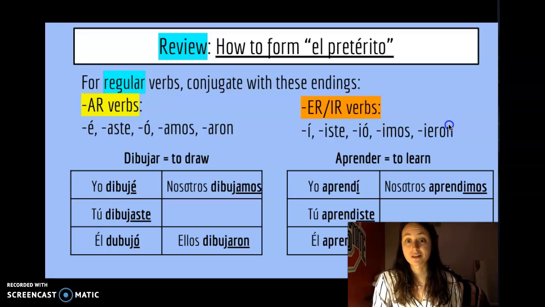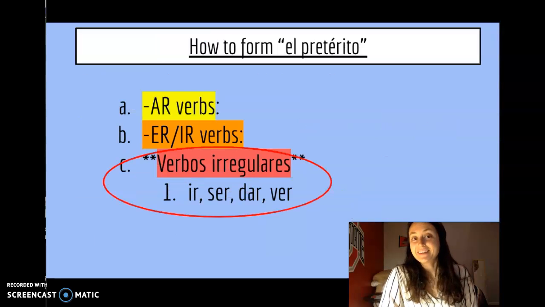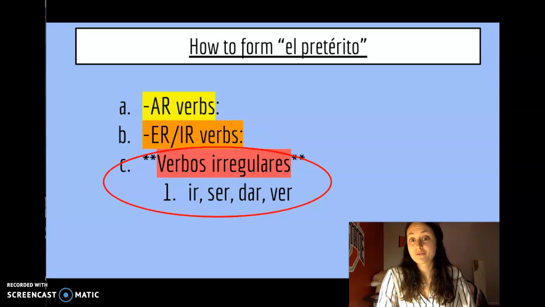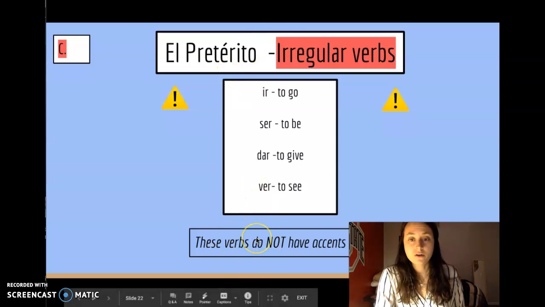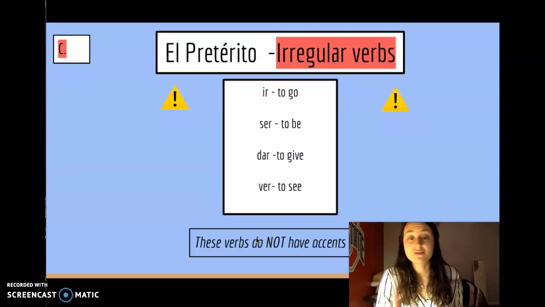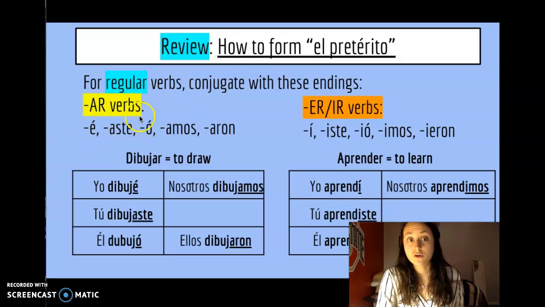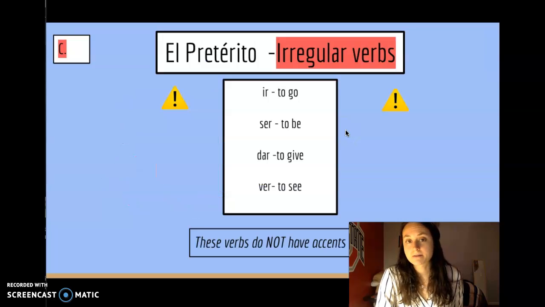But remember I said that there were a lot of irregular verbs in this tense. So today I'm going to talk about our four irregular verbs that we're starting with, and they are ir, ser, dar, and ver. Okay? Do you remember what those mean? Well, here's the translation. A good first thing to note is these verbs are irregular in part because they do not have accents in the preterite. Remember I said that the yo and the él/usted forms have accents? These ones do not. Kind of nice, right?